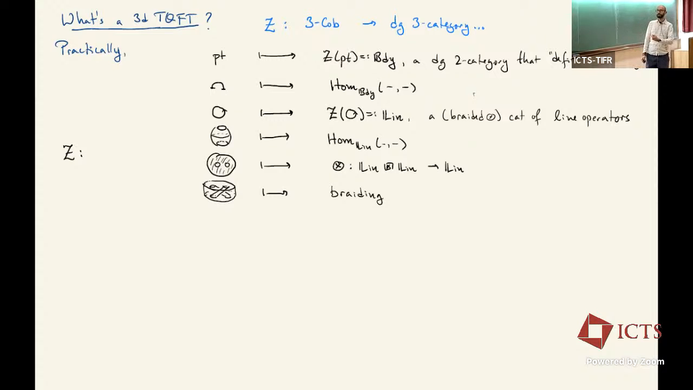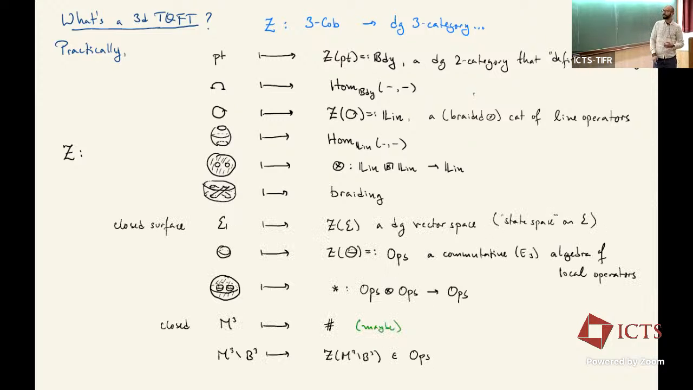Sends a circle to a braided tensor category of lines that I'll discuss in the next talk, where having a tensor product on lines comes from a disk with two little disks removed as a cobordism. Having a braiding comes from a three-dimensional cobordism that moves circles around within a disk. More of what I'll discuss today in some brief examples is what happens at the higher levels.